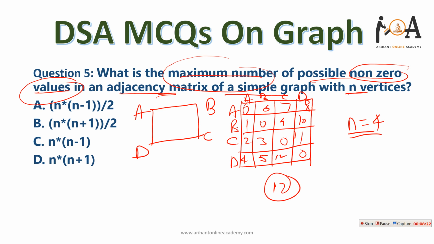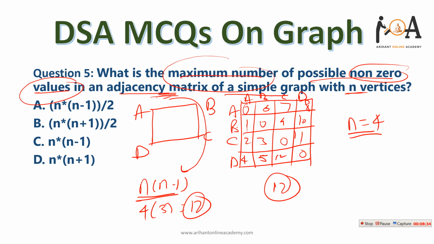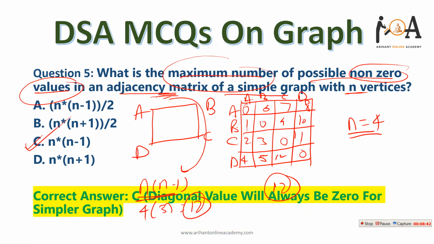For generalization, I can say n into n minus 1. Just put the value of n as 4, 4 into 3 equals 12. So in terms of an adjacency matrix, the maximum possible number of non-zero elements should be n into n minus 1, because the diagonal values should always be 0. Other than that, all can be non-zero. That is why option C is the most correct answer. I hope you got it.